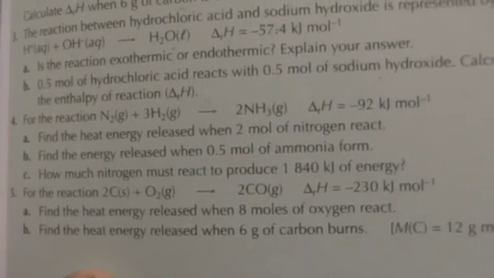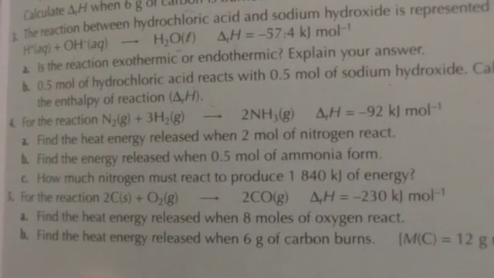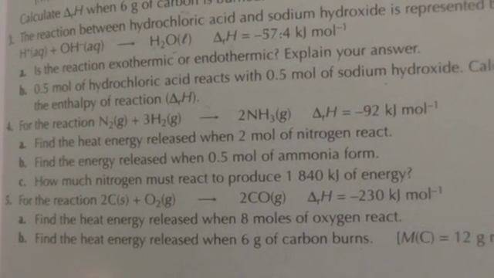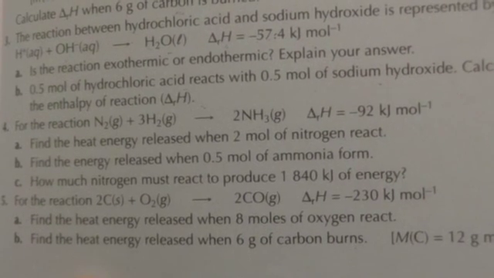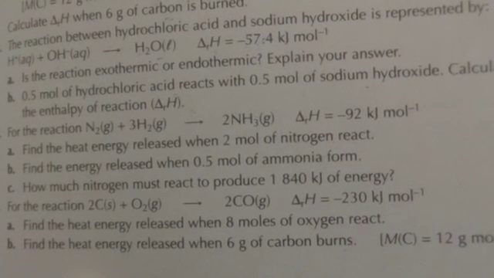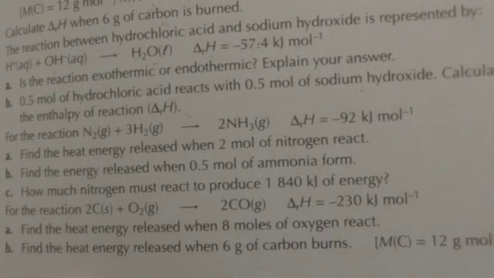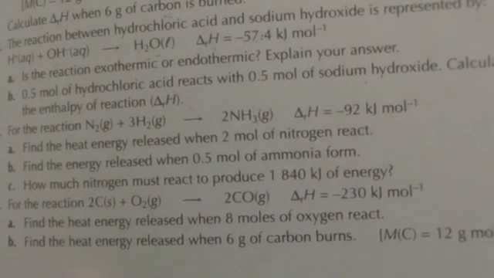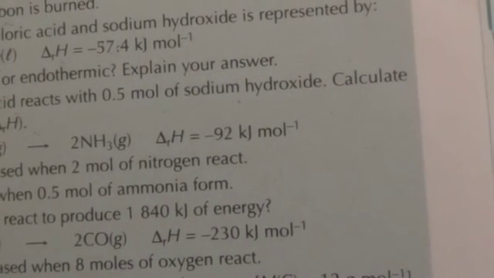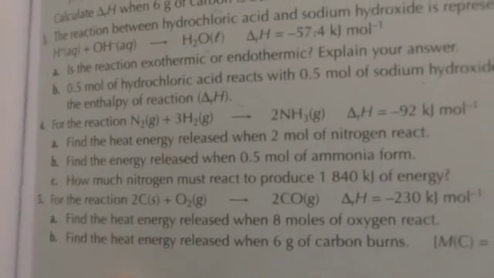Alright, question 4, it's longer. It's got 3 parts to it. So let's read it and see what we need to do. Question 4 says, for the reaction nitrogen, which is N2, reacting with hydrogen, 3 moles of that hydrogen, in fact, to form 2 moles of NH3 gas, which is ammonia. So 1 mole of nitrogen reacts with 3 moles of hydrogen to form 2 moles of ammonia. The delta H for that reaction is negative. That means this is an exothermic reaction. So there's 3 questions they have here.